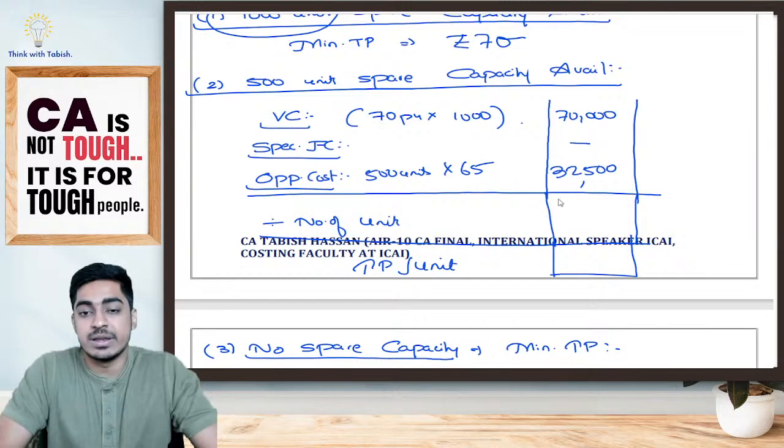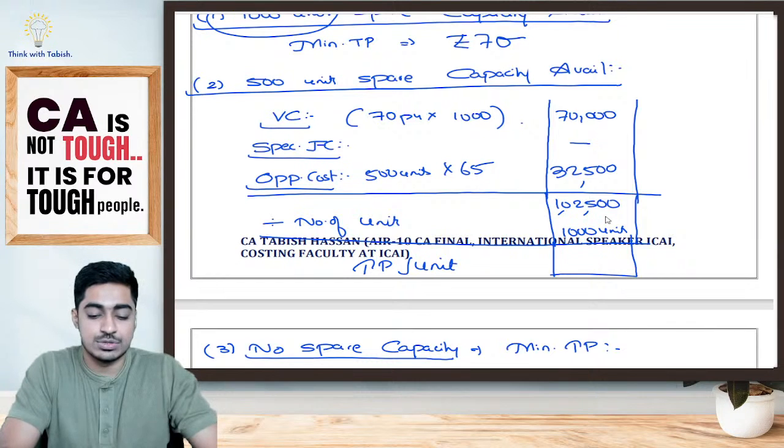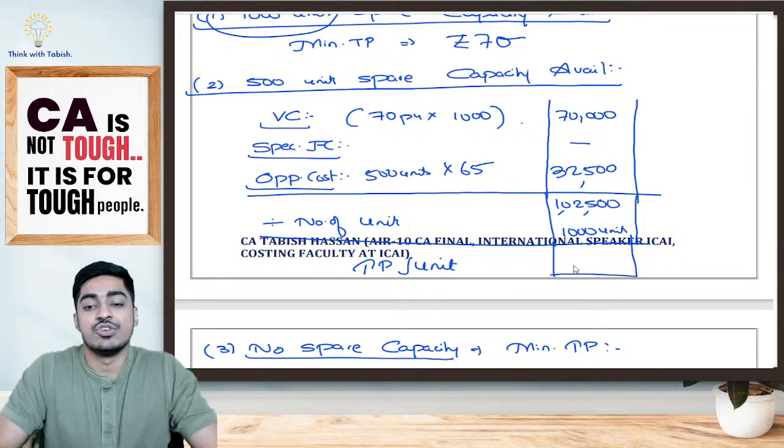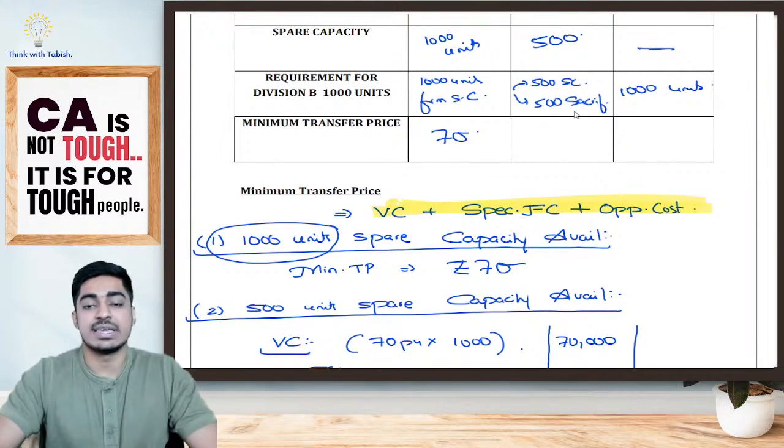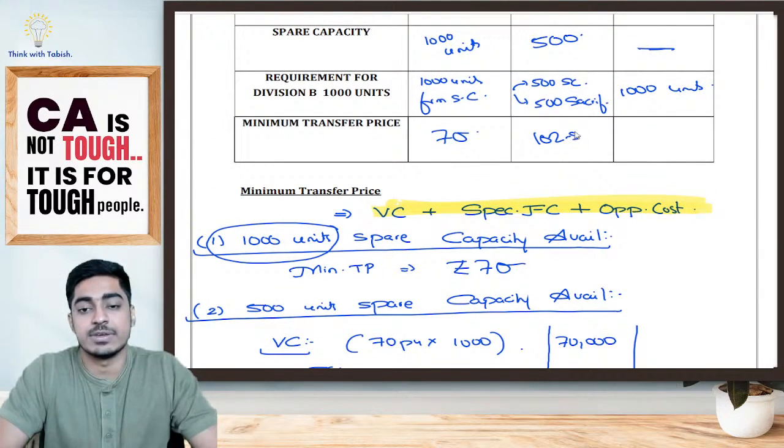So total how much will we recover? 70,000 plus 32,500, 1,02,500 total we will recover from 1,000 units. So per unit it will be 1,02,500 divided by 1,000, which is 102.5. Okay, so in the second case it is 102.5.